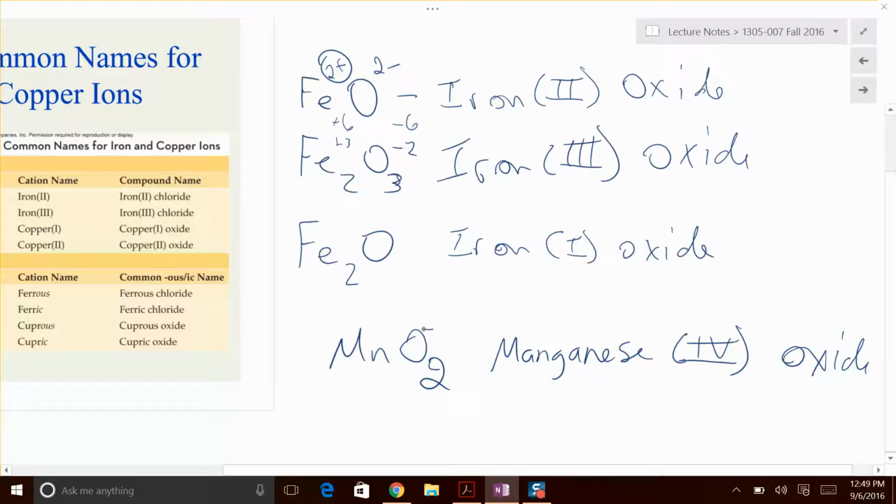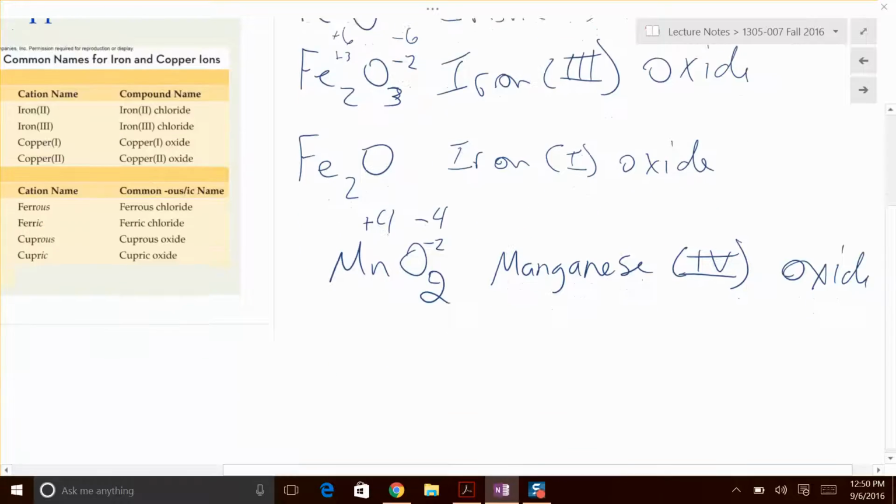Well, each oxygen has a negative 2, right? Negative 2, but there's 2 of them. So how many negative charges do I have overall? I have negative 4. That means this manganese must have what charge? Positive 4 to balance it. Therefore, the name of this is manganese 4 oxide. Manganese 4 oxide. All right.